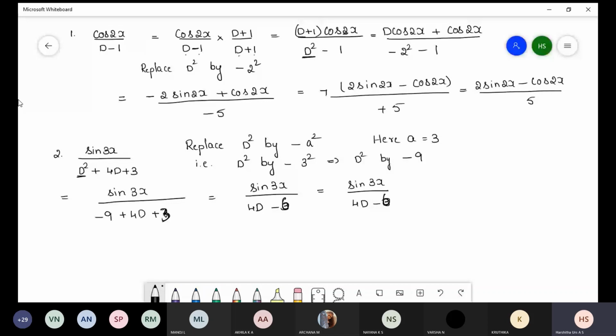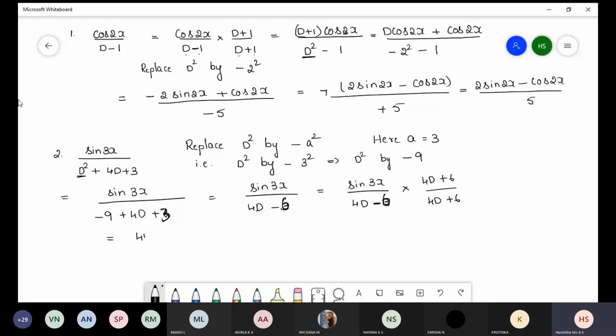Here 4D minus 6 is there. So, opposite sign. We have to always see the mid sign. Here minus is there. When we are doing the rationalization, we have to take the opposite sign. So 4D plus 6 divided by 4D plus 6. That is the rationalization rule.